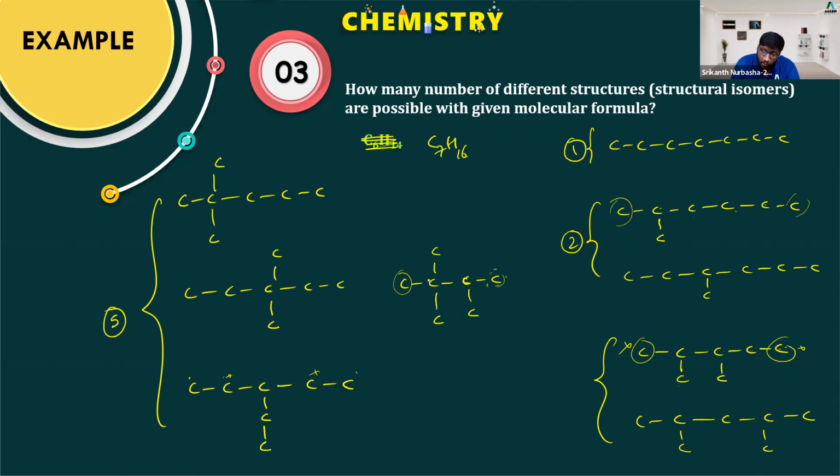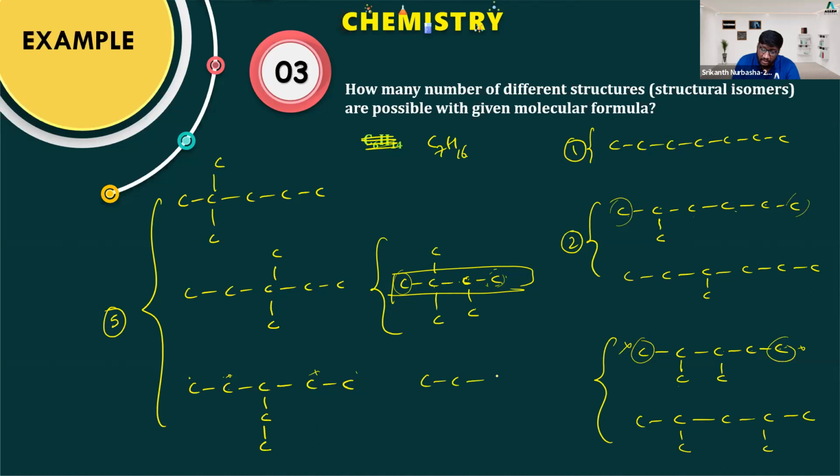Check out this. 1, 2, 3, 4. 1, 2, 3, 4. 1, 2, 3. Any direction you check, the parent carbon chain has only 4 carbons at the maximum. And you have a 4 carbon chain with 2,2,3-trimethylbutane. So this is going to be the chain with the 4 carbon. Any other possibility in 4 carbon?